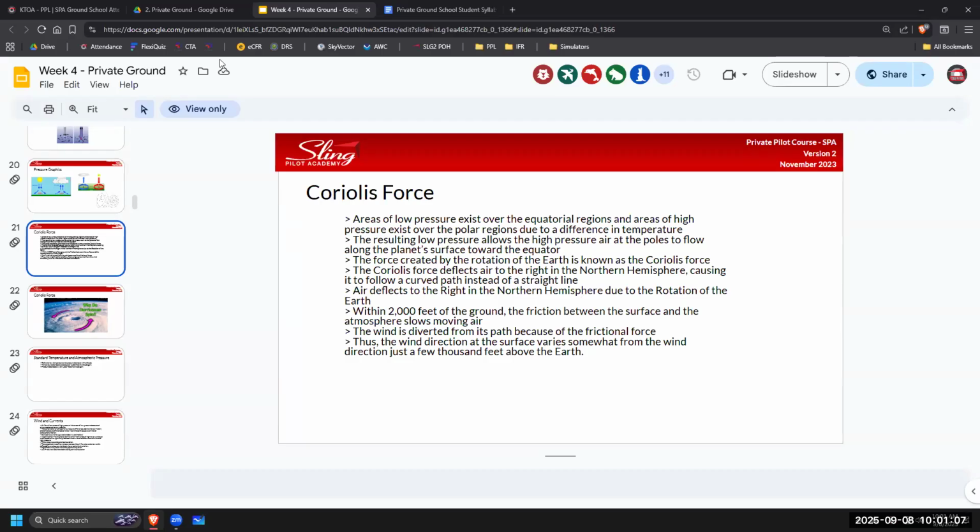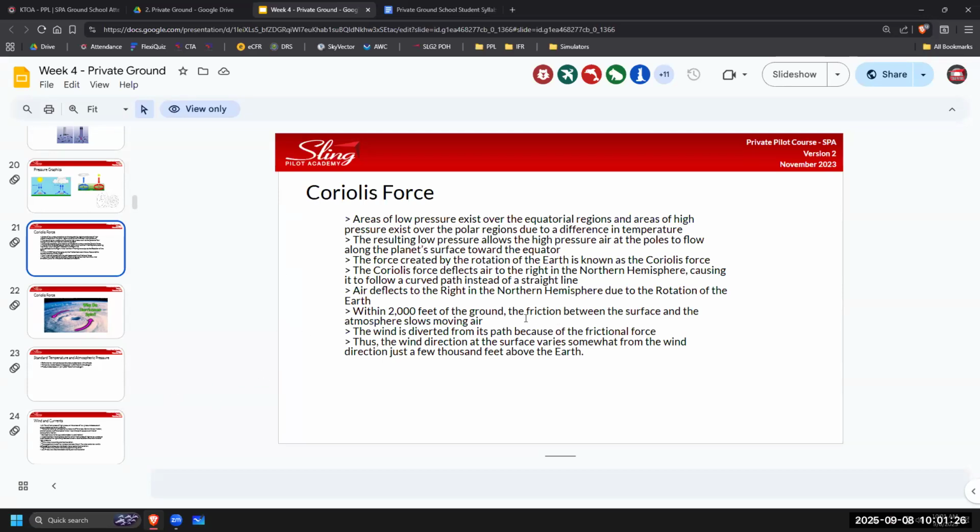Okay. So we get the big picture, right? He's talking about the same thing. It's being deflected to the right from the North Pole to the equator because of the rotation of the Earth.